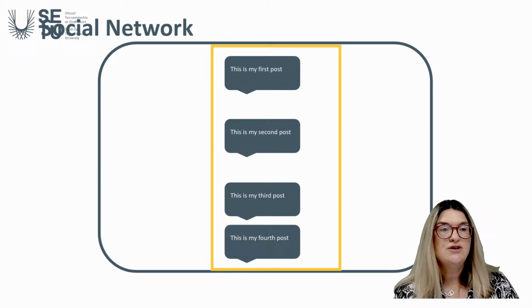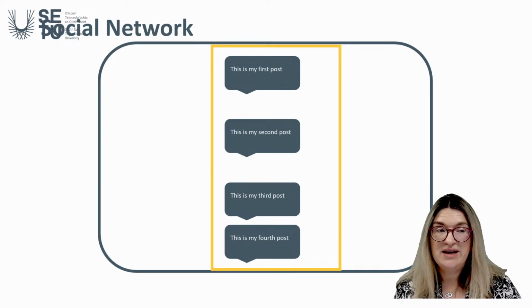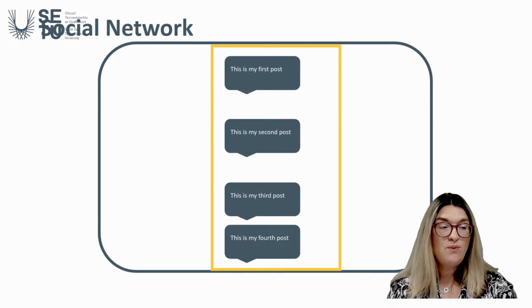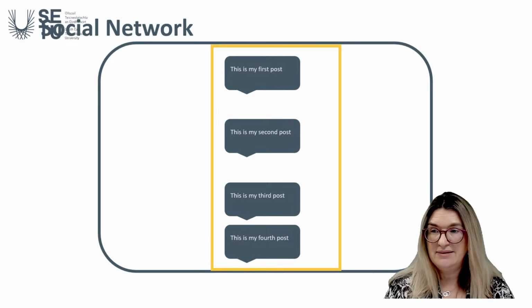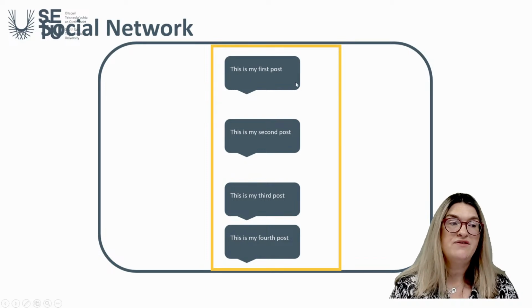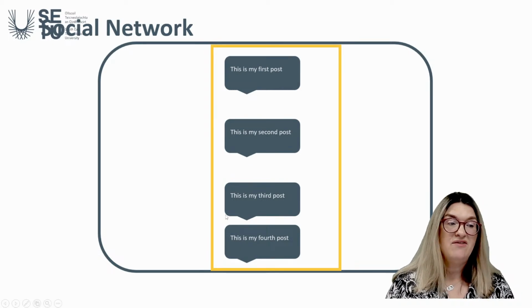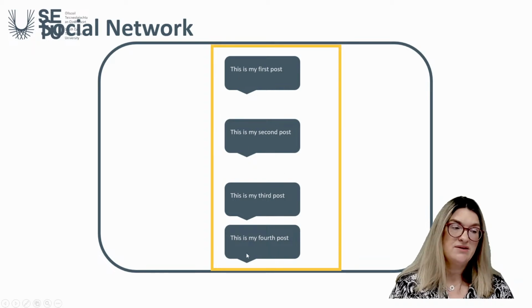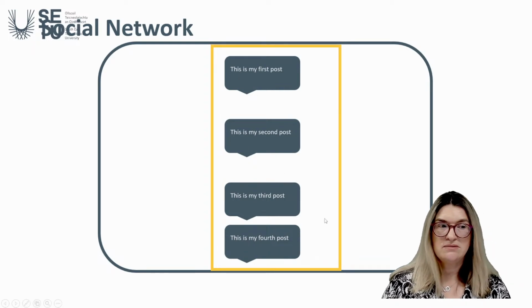Okay, so this is what it's going to create. It's going to create a post. So when we go to call the display, it's going to display all of the messages that have been added to our array list. So this is my first post, this is my second post, this is my third post, this is my fourth post.